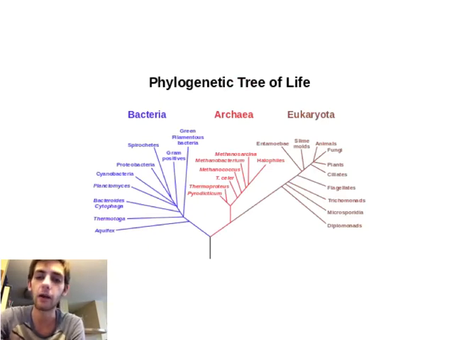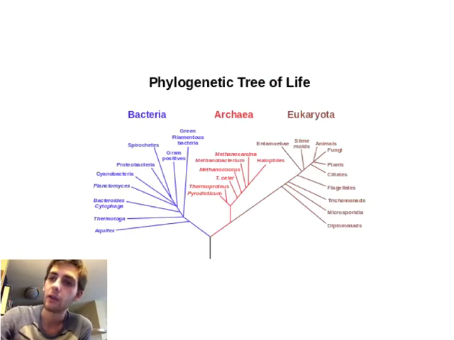Bacteria is going to be some of the more common pathogens that you're familiar with. For example, E. coli falls under the domain bacteria. And archaea, this word literally translates to ancient. And so these are going to be some ancient prokaryotes. And then of course eukaryota is going to contain things like plants, fungi, protists, and animals.